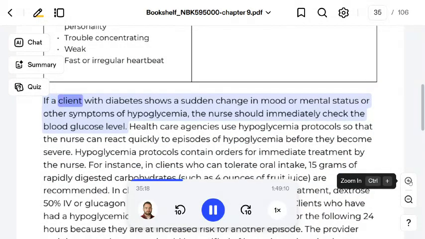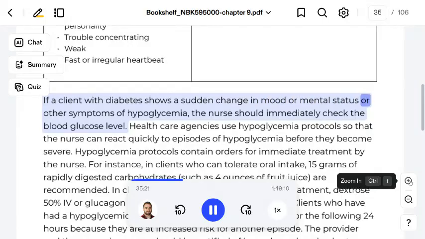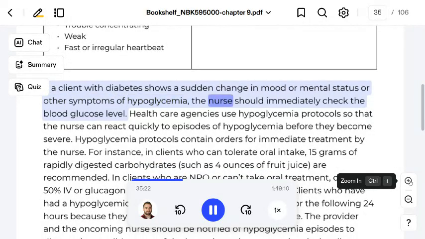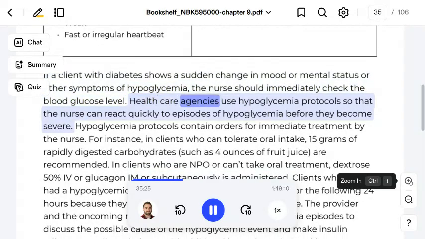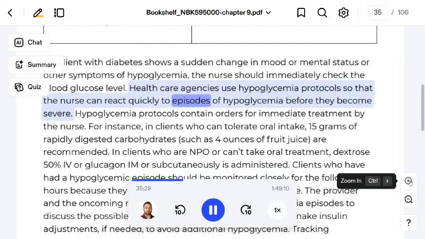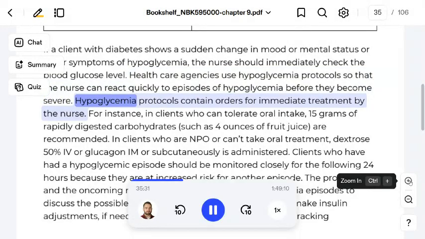If a client with diabetes shows a sudden change in mood or mental status, or other symptoms of hypoglycemia, the nurse should immediately check the blood glucose level. Healthcare agencies use hypoglycemia protocols so that the nurse can react quickly to episodes of hypoglycemia before they become severe. Hypoglycemia protocols contain orders for immediate treatment by the nurse.